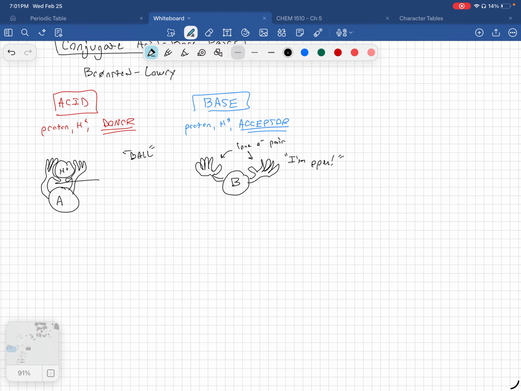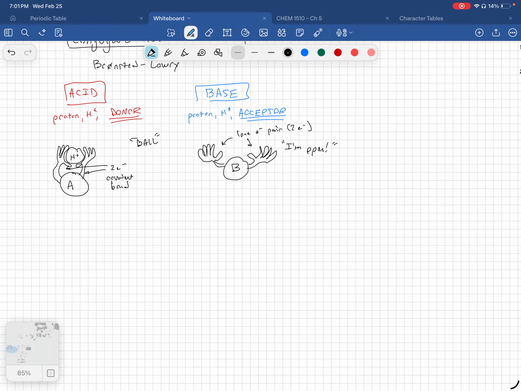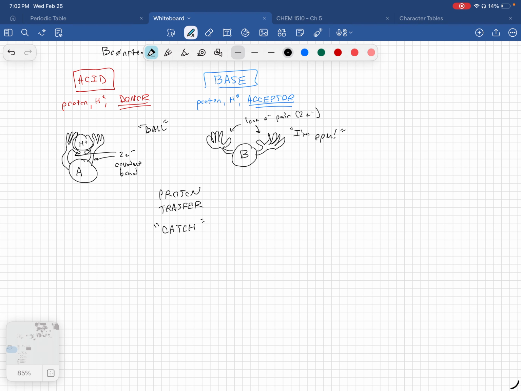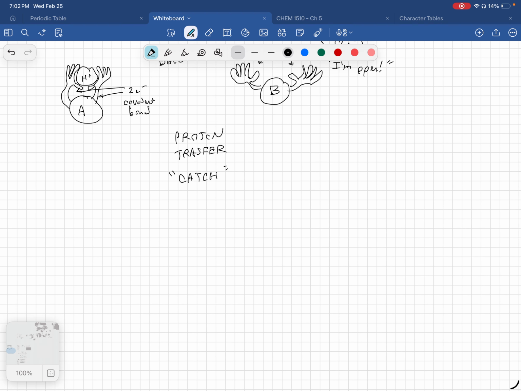So this represents our 2-electron covalent bond. And the open hands represent our lone electron pair, which again is 2 electrons, right? And so a proton transfer is a game of catch. So, what are conjugate acid-base pairs?